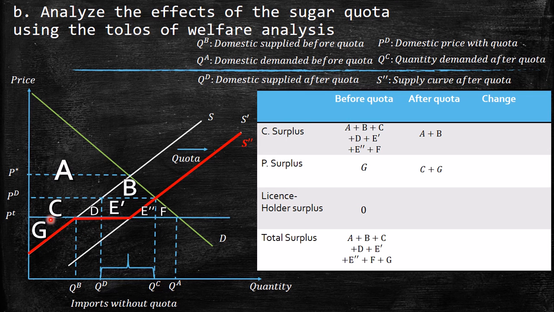So this C plus G is going to be the new producer surplus. So they have the benefits of C, which is transferred from the consumer side to producers. What about license holder surplus?